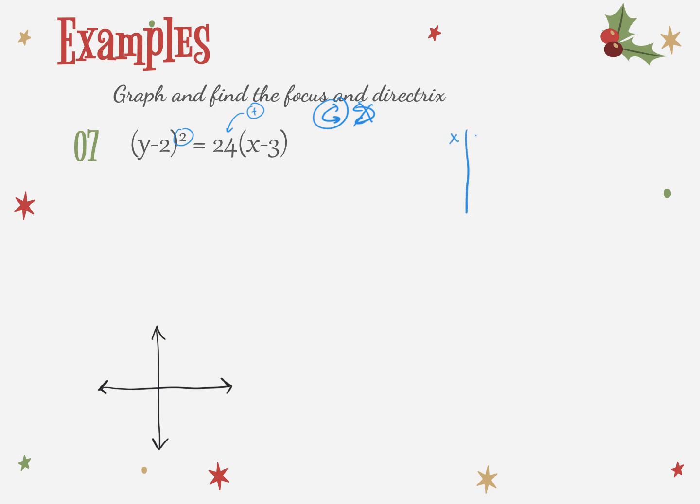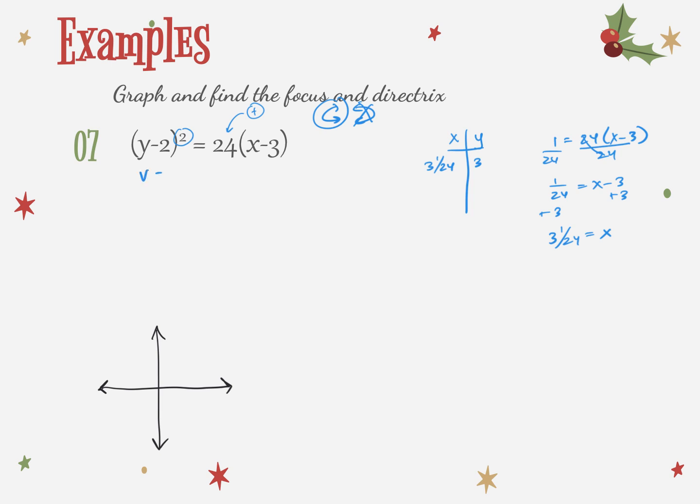So I know the way it's going to go. I'm going to come up with a little x and y value. I like to make the side that's being squared, I like to work with that side, so I'm going to make y equal to 3. 3 minus 2 is 1, and I get 1 squared, which is 1, equals 24 times x minus 3. I can even divide by 24 here, and I get 1 over 24 equals x minus 3. I'm going to add 3 to both sides, and I get 3 and 1/24 equals x. So that's going to be 1 point.